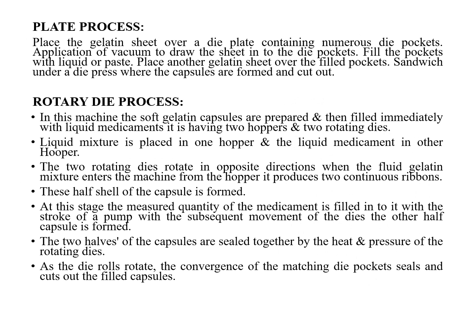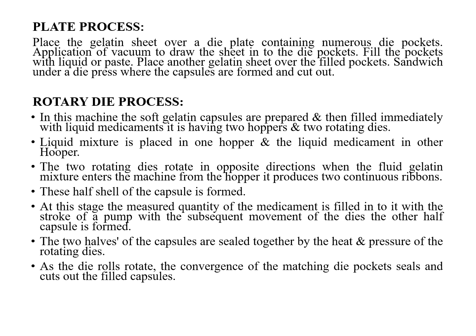Plate process. In this, place the gelatin sheet over a die plate containing numerous die pockets. Apply vacuum to draw the sheet into the die pockets. Fill the pockets with liquid or paste. Place another gelatin sheet over the filled pockets. Sandwich under a die press where the capsules are formed and cut out.